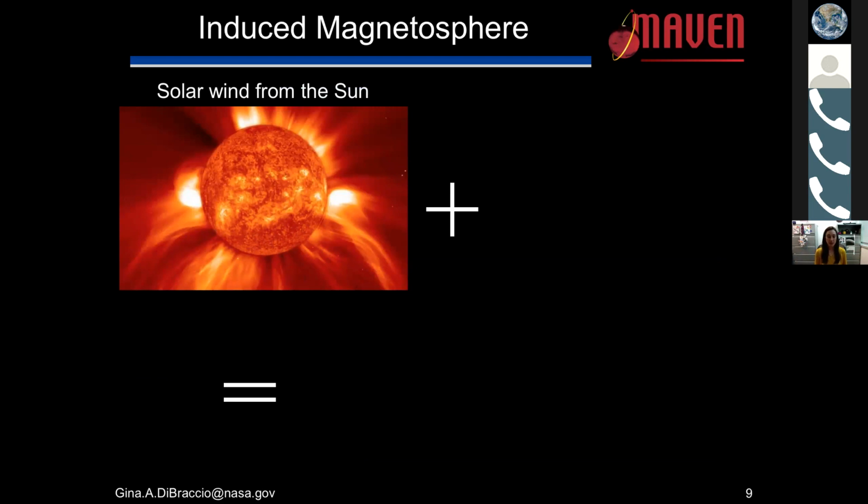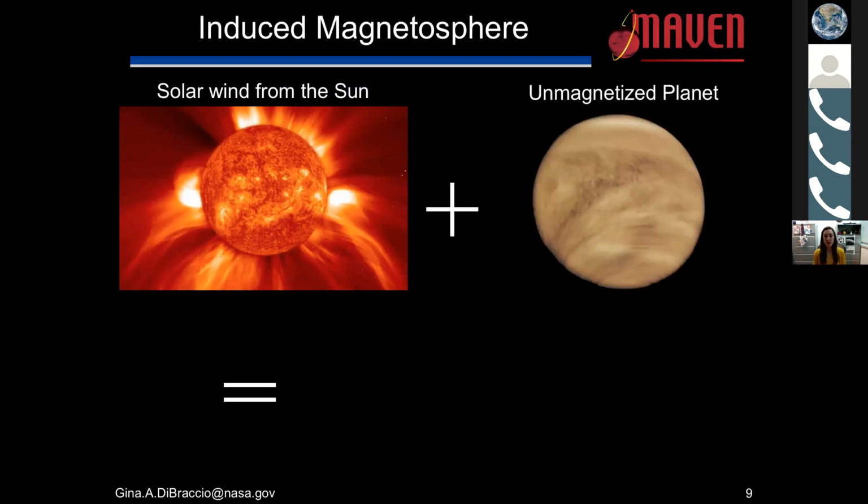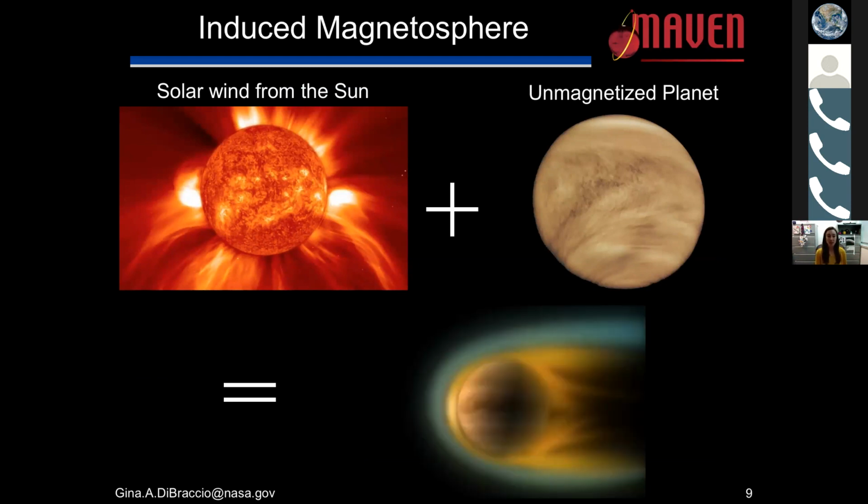Now, the induced magnetosphere is one that we include where there is a planet without a magnetic field. So once again, we start with the solar wind streaming and emanating away from the sun, and this time the obstacle is going to be an unmagnetized planet such as Venus. So what do we get in this situation? We get an induced magnetosphere, and there's a really nice artist rendition right here of the induced magnetosphere.